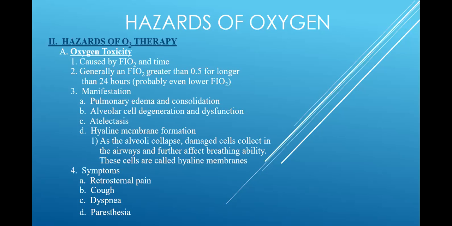You see how it manifests, and some of the symptoms are retrosternal pain. They come out with a cough out of nowhere, short of breath. Even though you're giving them oxygen, now they're becoming short of breath again. That might be because of the oxygen and paresthesia.